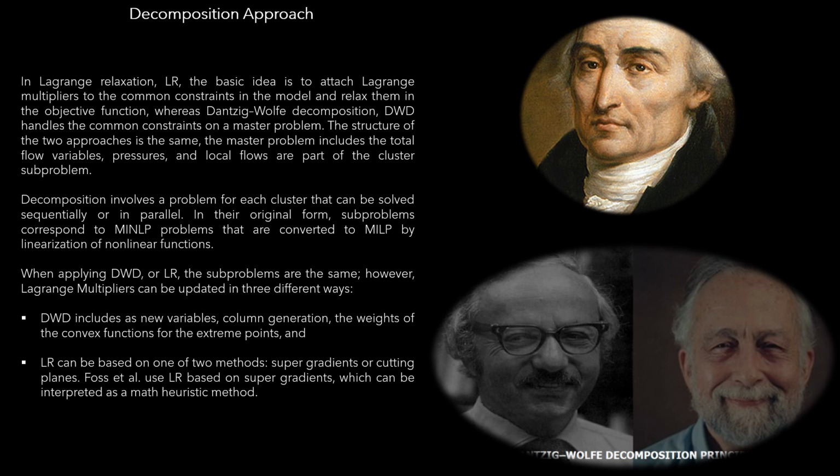In Lagrangian relaxation, LR, the basic idea is to attach Lagrange multipliers to the common constraints in the model and relax them in the objective function, whereas Dantzig-Wolfe decomposition, DWD, handles the common constraints in a master problem. The structure of the two approaches is the same. The master problem includes the total flow variables and pressures, and local flows are part of the cluster subproblem. Decomposition involves a problem for each cluster that can be solved sequentially or in parallel.